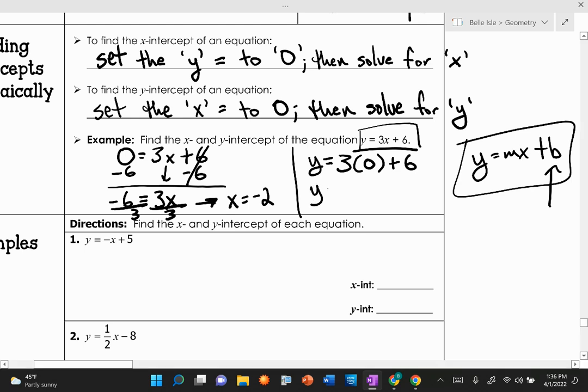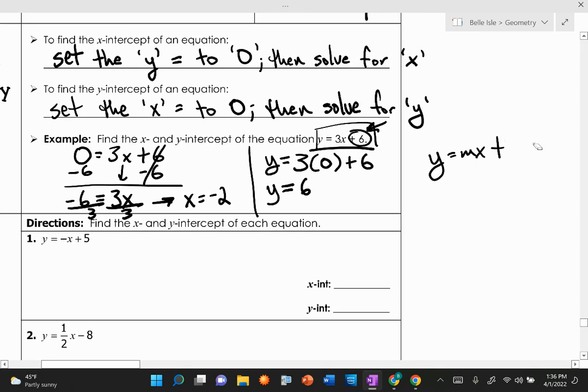What's 3 times 0? 0. So what are you left with on that right side? Just a 6. Now, if you just had this equation and I said, without doing this substitution, can you just tell me what the y-intercept is? You could look at the b and it's just a 6. So mathematically, this is why that works out. And on the graph, I'll show you what that will look like.